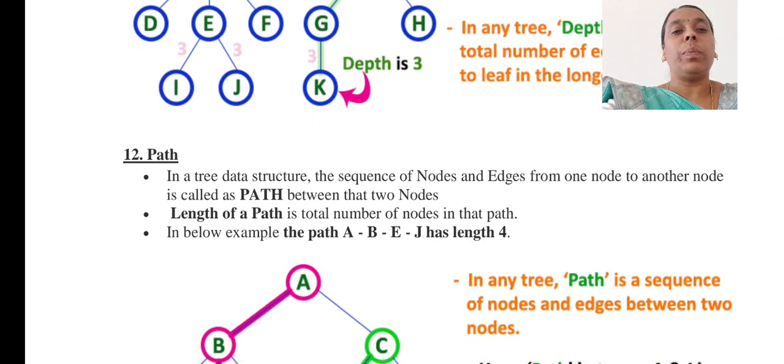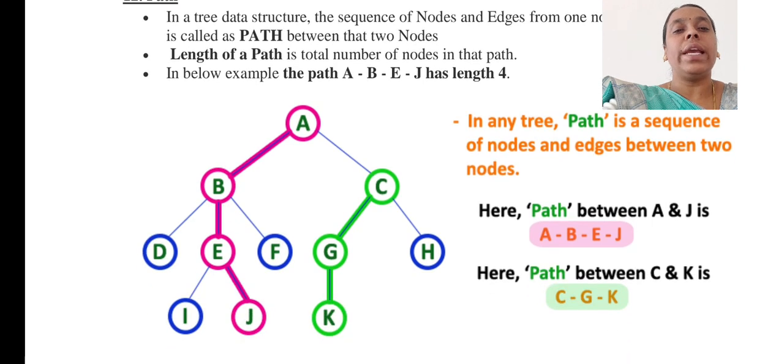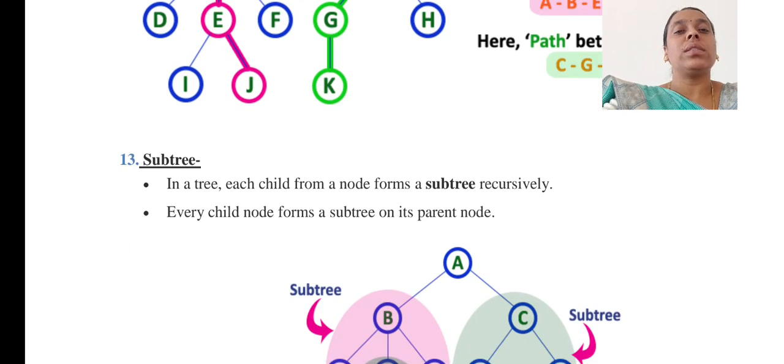So next one, path. A path is a sequence of nodes and edges from one node to another node. It's a path between two nodes. For example, the path between A and J is A to B, B to E, and E to J. What is the path between A and K? That is A to C, C to G, G to K. This is a path.